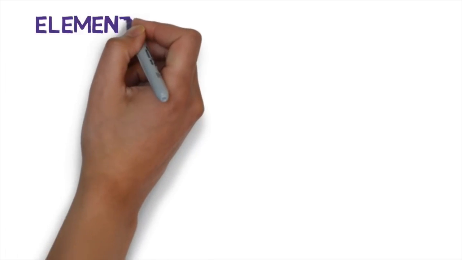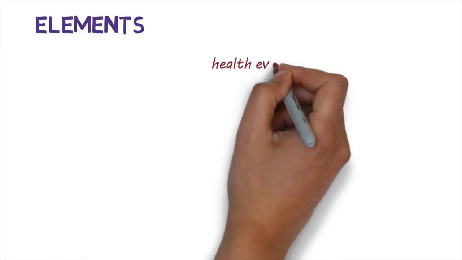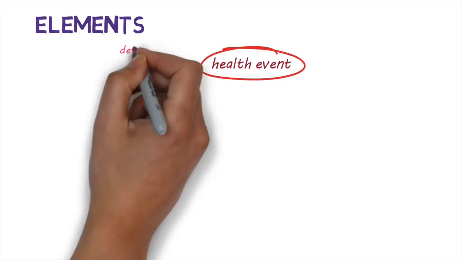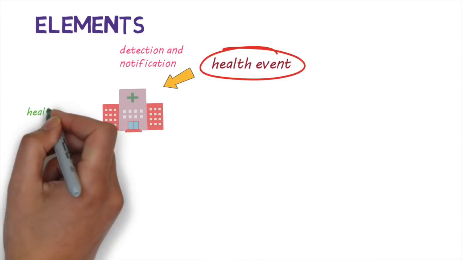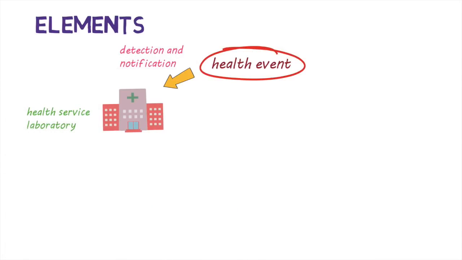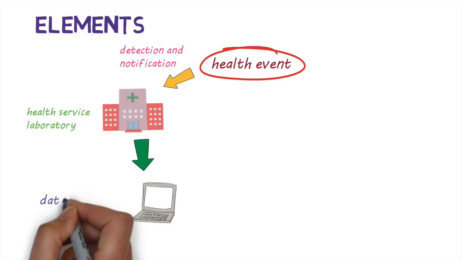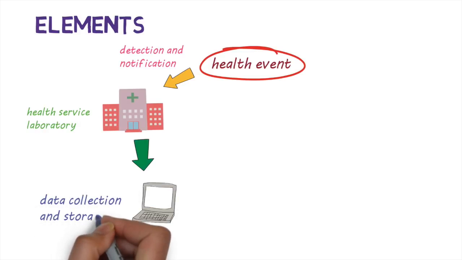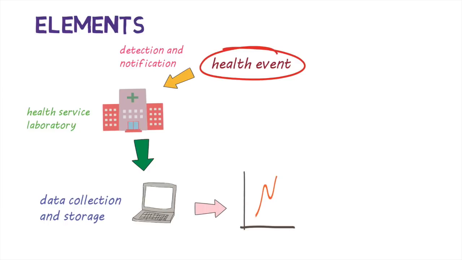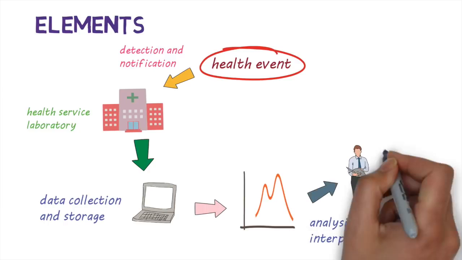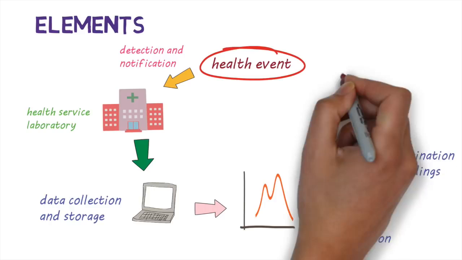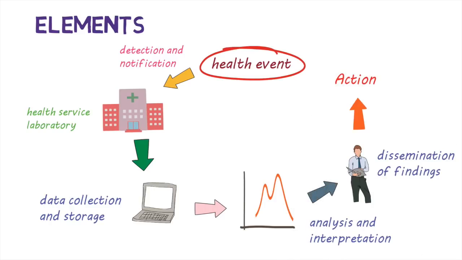Surveillance systems have a few basic elements. First is the way of detecting health events and notifying them. This is usually done by a health service or laboratory. Then the information needs to be collected and stored in a systematic way. This data then needs to be analyzed and interpreted. And finally, this information has to reach the right people so that appropriate action can be taken.